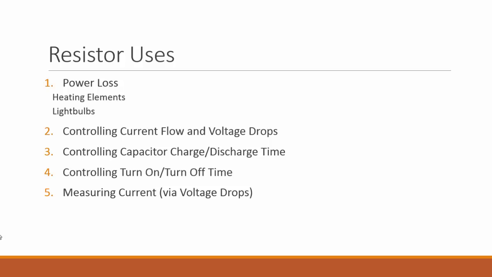Or another use you can have is you can measure current using resistors. Ohm's law relates the current through a resistor to the voltage drop across it. Voltage drops are relatively easy to measure. So if you have a resistor with known resistance, you just measure the voltage drop across it. That tells you the current that's running through it. So it's one of the ways you can actually measure current with an ammeter.